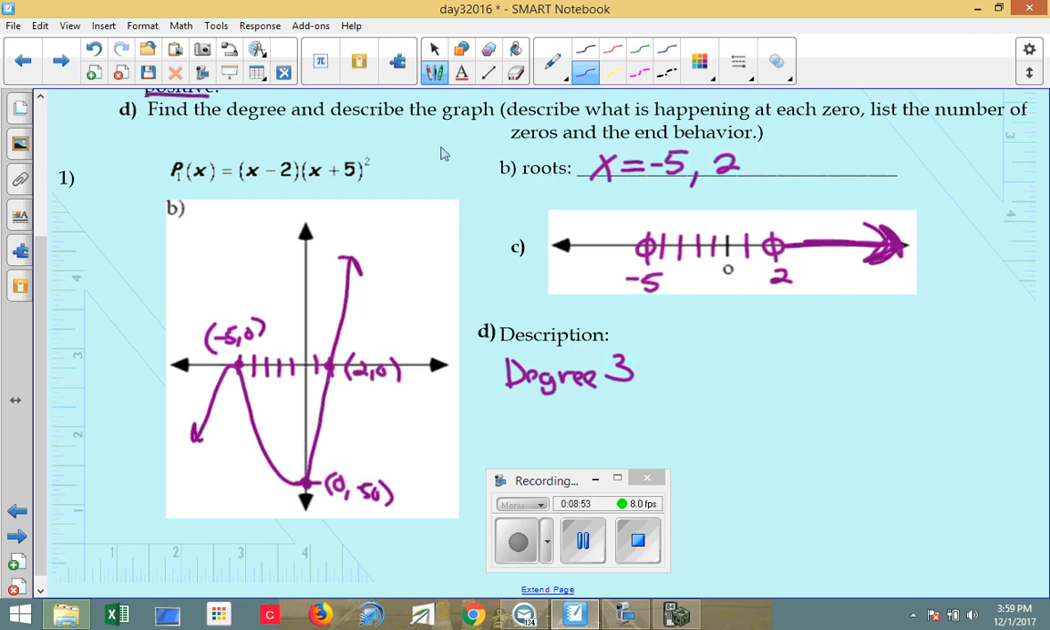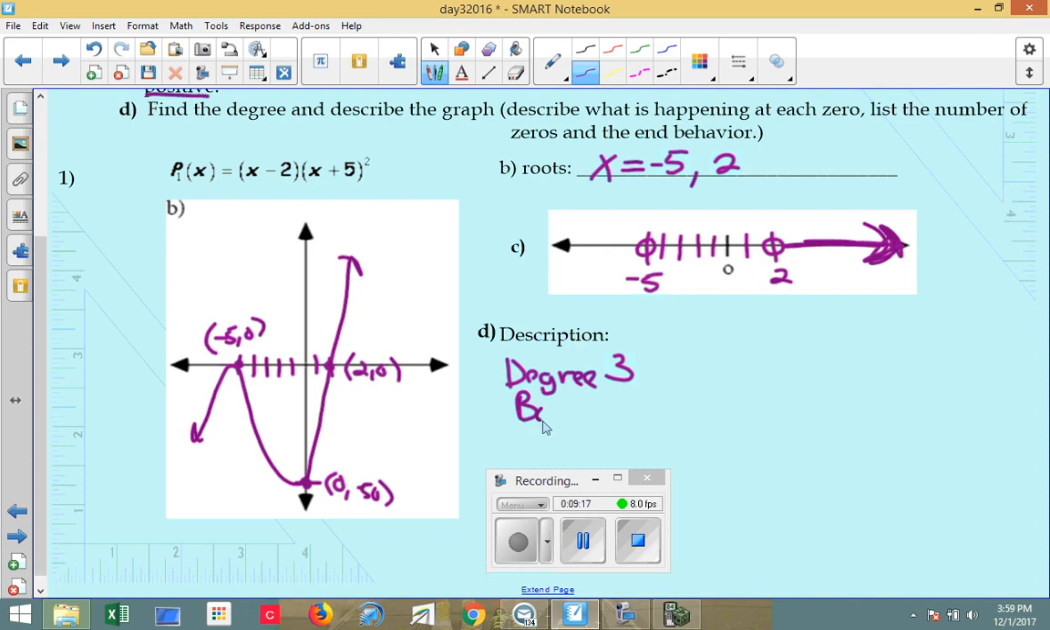Next, describe the graph. Describe what is happening at each zero. Well, at this zero, (-5, 0), at the x-intercept, we have what's called bouncing happening. It's hitting the point, not going through the x-axis, not reaching the other side of the x-axis, but going back down where it came from. We call that a bounce.